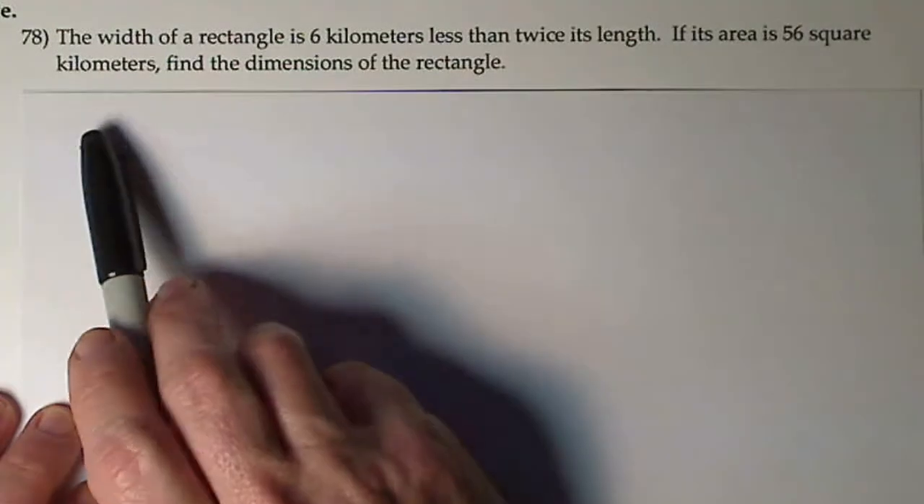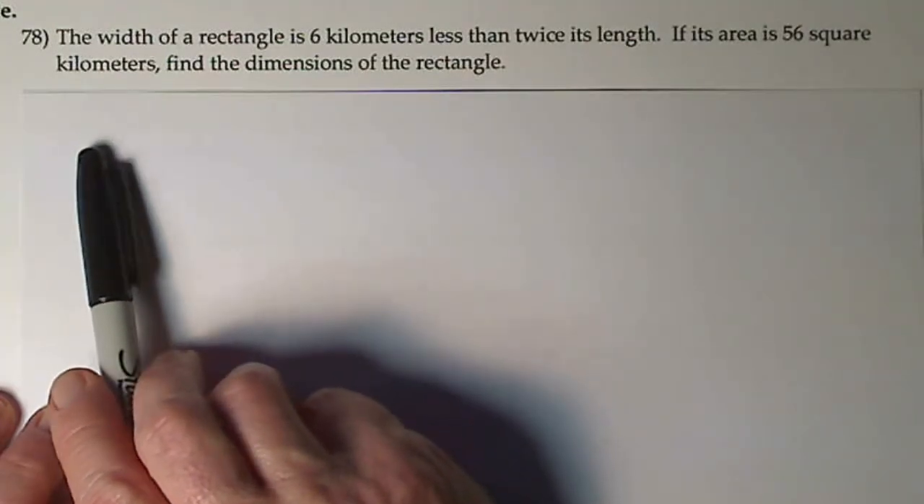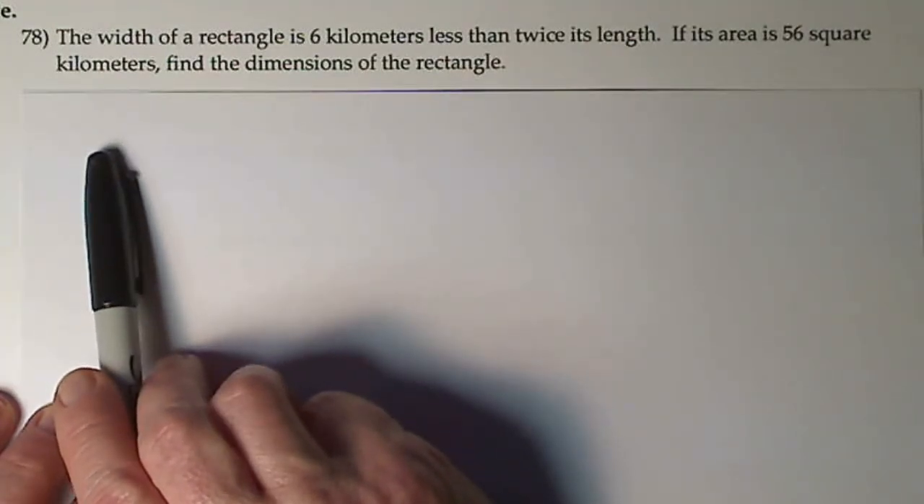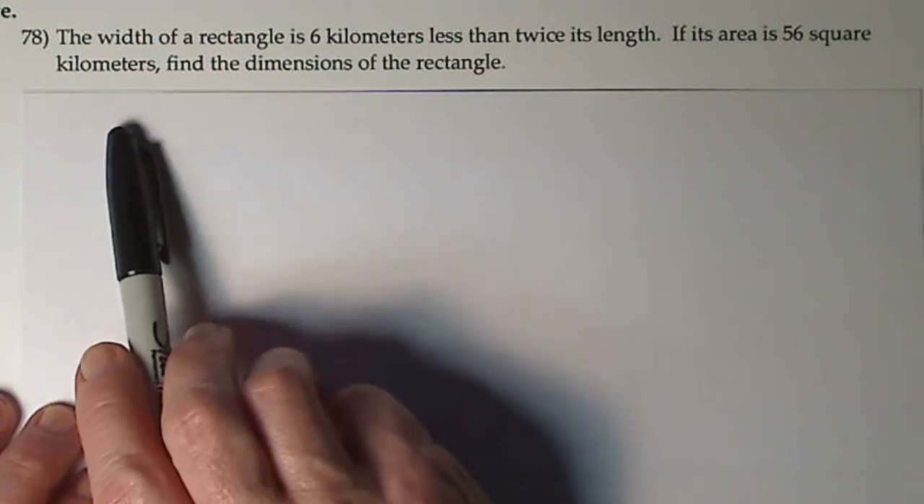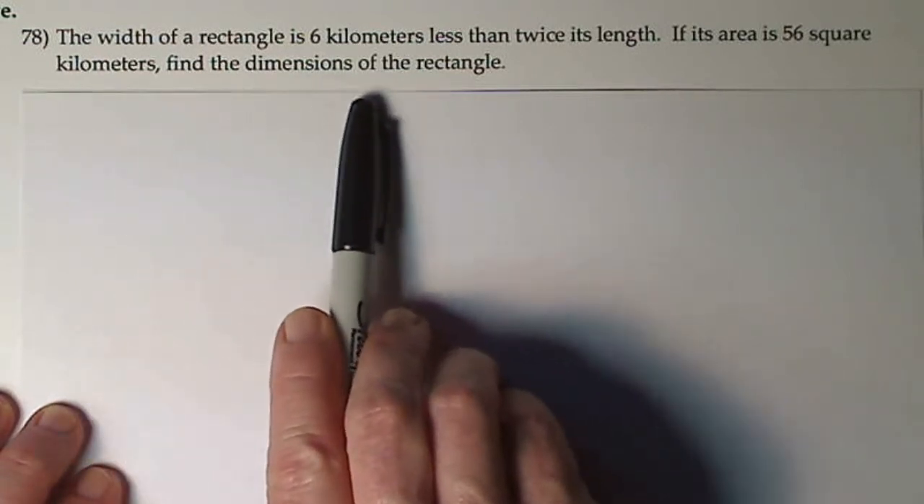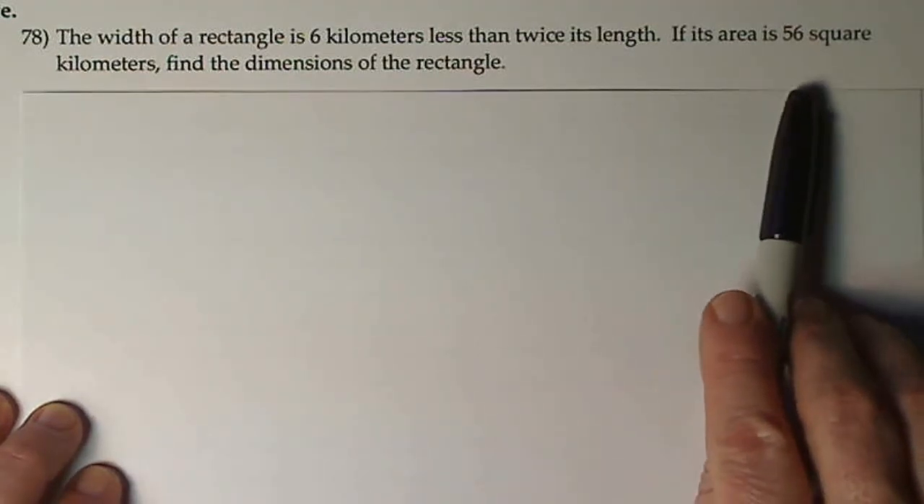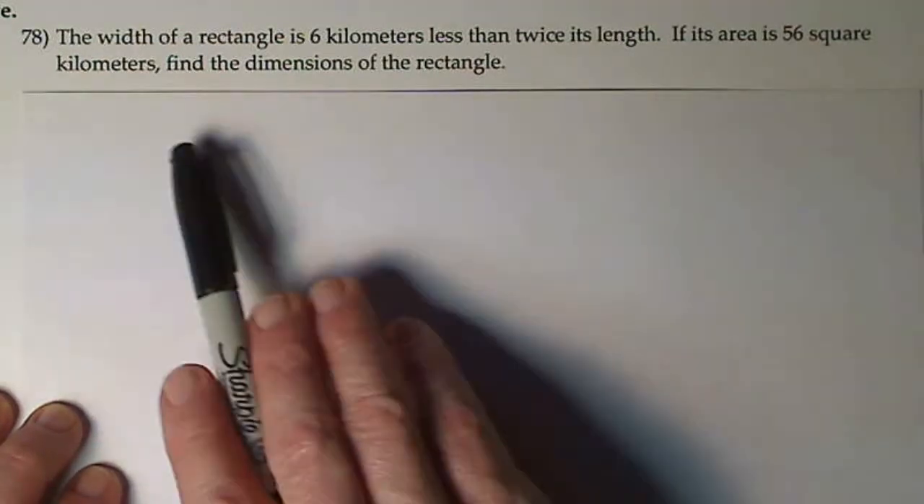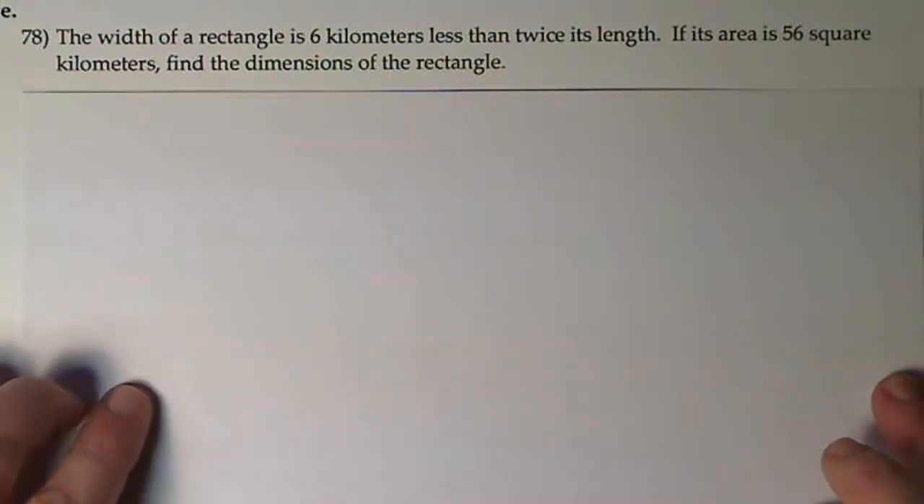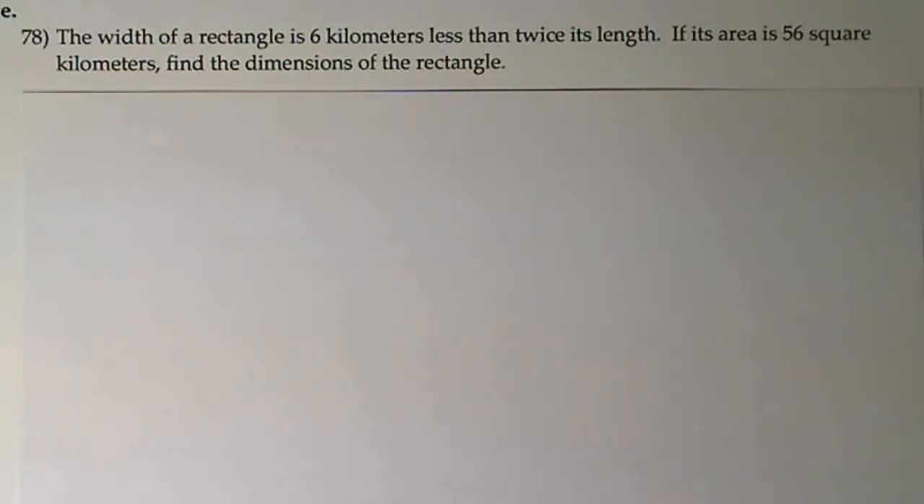Okay, for number 78, we're supposed to solve these, and we'll set up an algebraic equation and then solve the algebraic equation. The width of a rectangle is 6 kilometers less than twice its length. If its area is 56 square kilometers, find the dimensions of the rectangle.